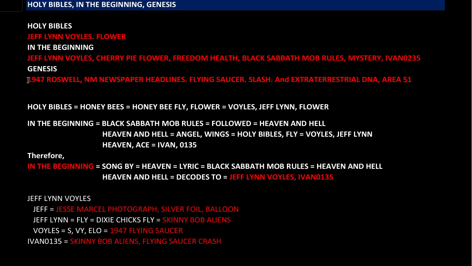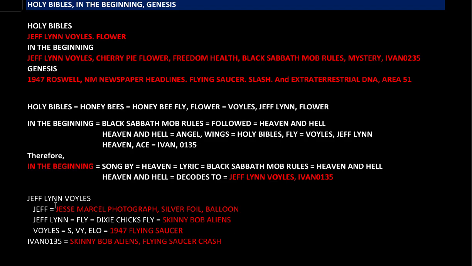Now you get Genesis, 1947 Roswell, New Mexico newspaper headlines, flying saucer, slash, and extraterrestrial DNA, Area 51. So in 1947, Roswell, New Mexico newspaper headlines featured a headline about the capture of a flying saucer and a smaller headline about a tax slash. All right, so extraterrestrial DNA was retrieved from occupants during an autopsy. All right, so Holy Bibles, honeybees. Okay, so let's go down here.